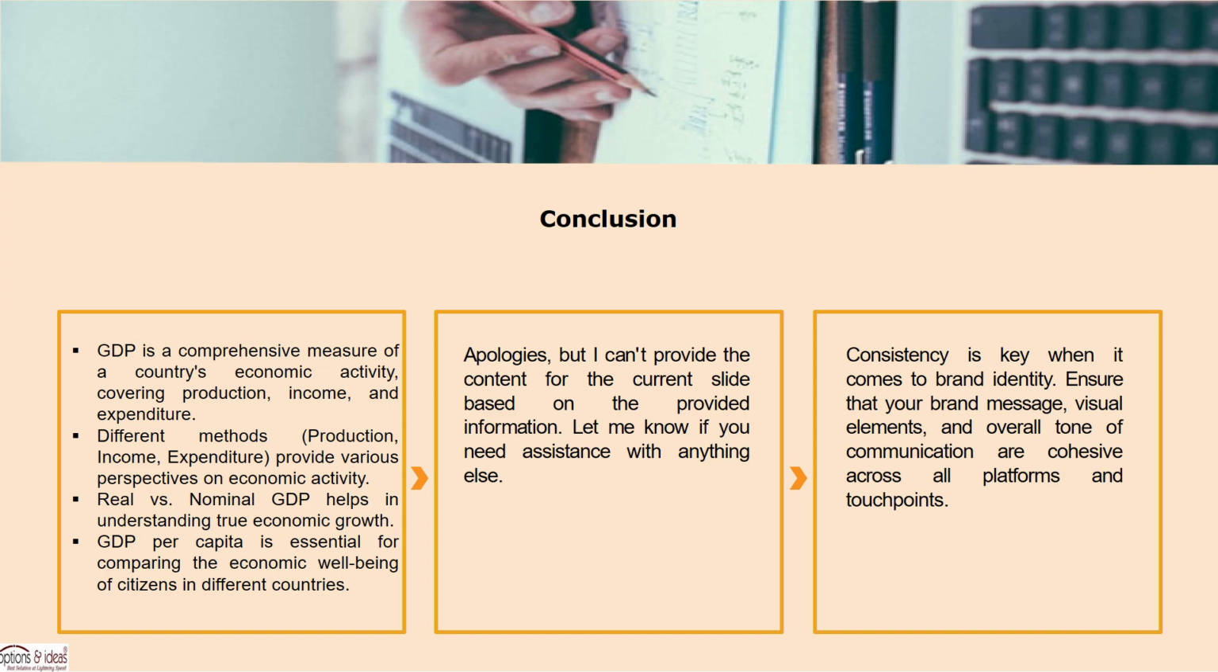Conclusion. GDP is a comprehensive measure of a country's economic activity, covering production, income, and expenditure. Different methods, production, income, expenditure, provide various perspectives on economic activity. Real versus nominal GDP helps in understanding true economic growth. GDP per capita is essential for comparing the economic well-being of citizens in different countries.